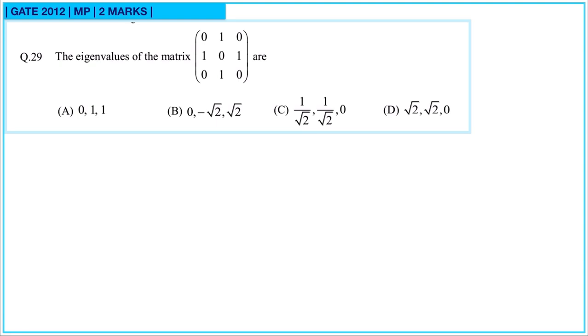Next, the eigenvalues of the matrix are. So here, let us find out the trace and its determinant. So the trace of this matrix is 0. That means the addition of the eigenvalues has to be equal to 0. So only in this option the addition is equal to 0. So option B is correct.